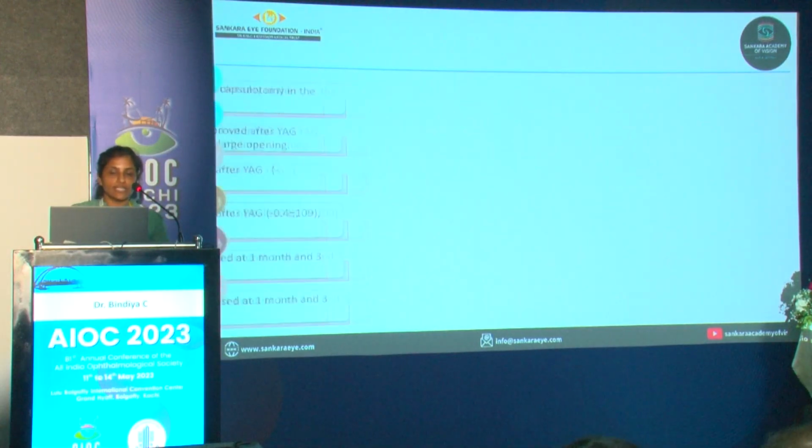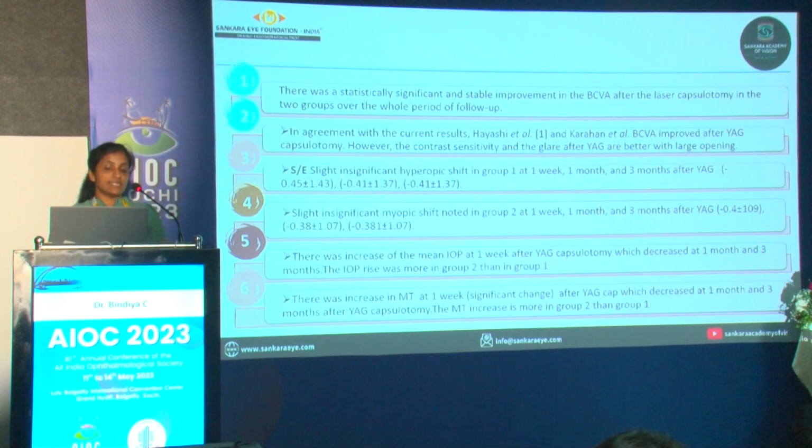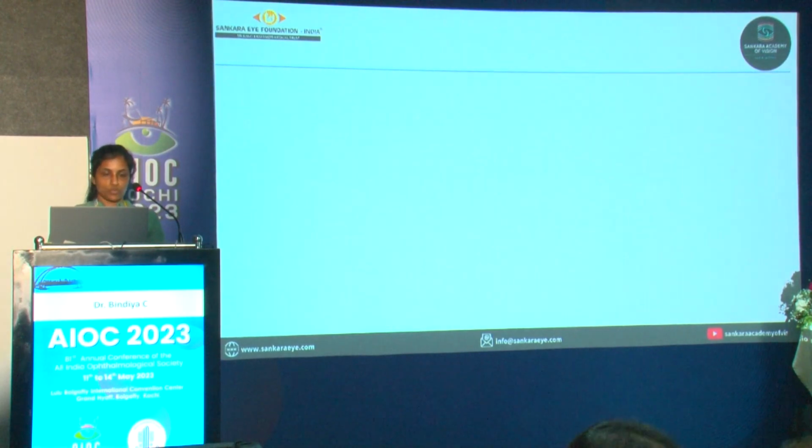So coming directly to the discussion, there was a statistically significant and stable improvement in BCVA after YAG cap in two groups over the whole period of follow-up. And also in Group 1, we saw there is a hyperopic shift, and Group 2, there is a myopic shift. And the mean IOP and mean macular thickness increased at the first week and decreased subsequently, and both the increase was more in Group 2 than in Group 1. So these are my references.